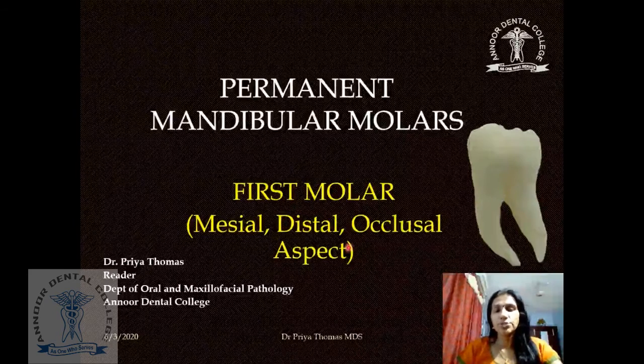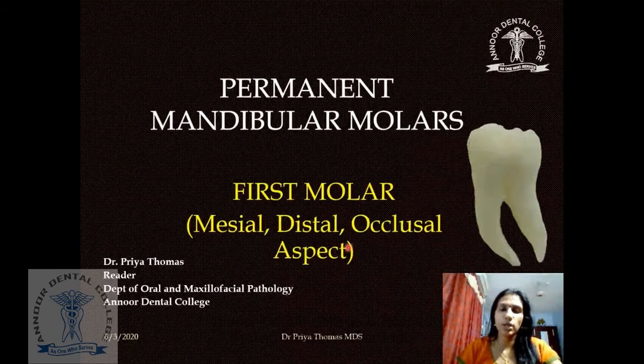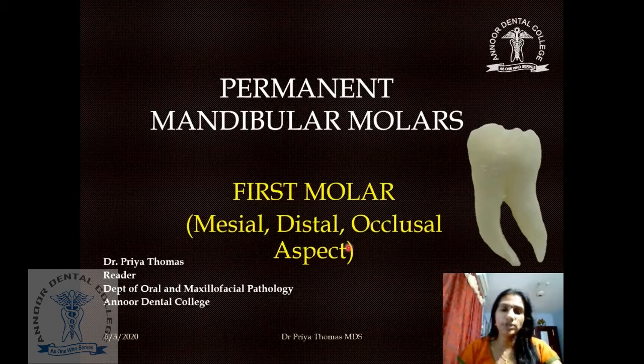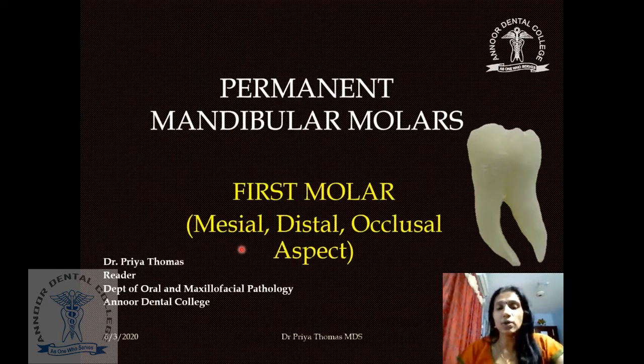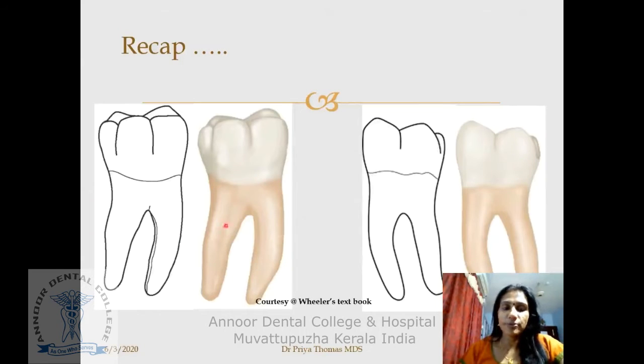Now we'll continue with the remaining part of your permanent mandibular first molar. In the previous session, we learned about the buccal and the lingual aspect of your first molar. This session, we'll cover the mesial, distal and occlusal aspect of your first molar. Before we proceed, we'll just have a recap over what we had learned.